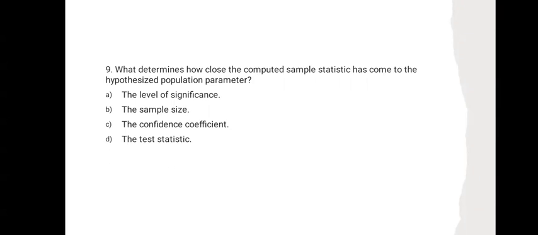What determines how close the computed sample statistic has come to the hypothesized population parameter? The level of significance. The answer is D. The test statistic determines how close the computed sample statistic has come to the hypothesized population parameter.